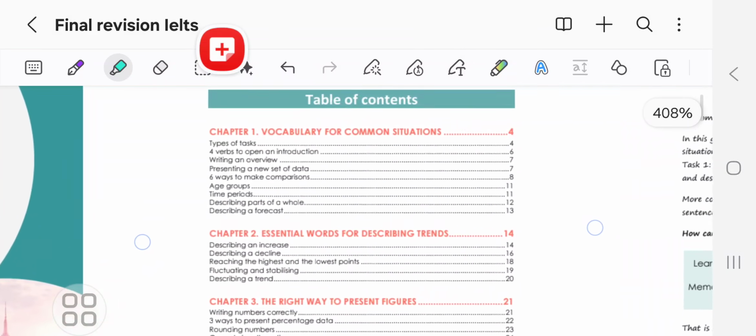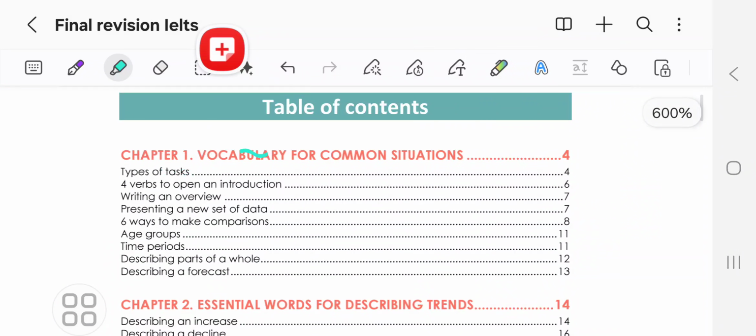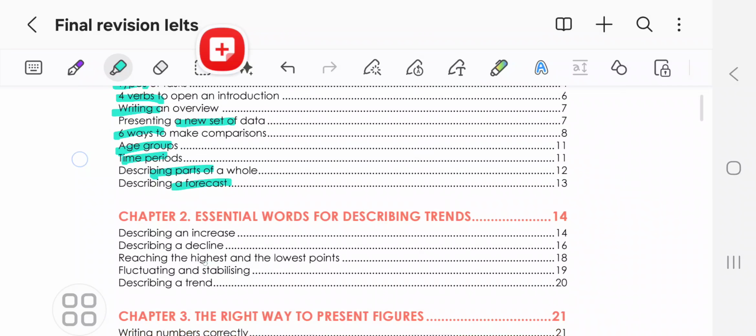So now let me just make it a little bit broader for you so that it's easy, and then you can do it. So we start with first things first, which is our vocabulary. Okay, we'll talk about the types of vocabulary. We'll talk about the types of tasks, verbs to open an introduction, writing an overview, presenting the new sets of data, and then 6 ways to make the comparison. Talk about the age groups, time periods, describing the parts of the whole, describing a forecast. Okay, we're going to talk about this in vocabulary.